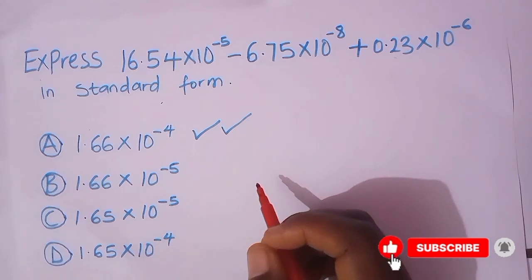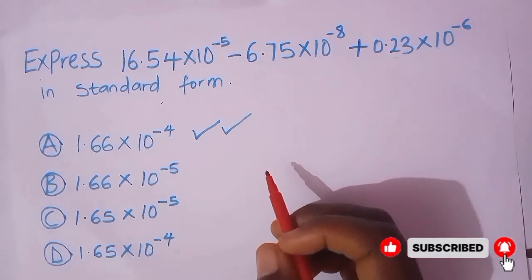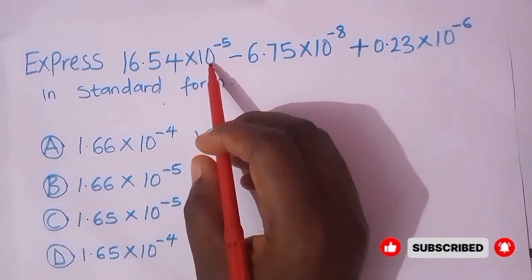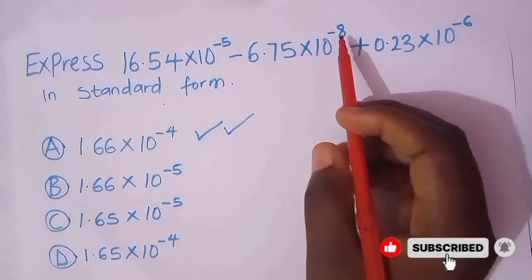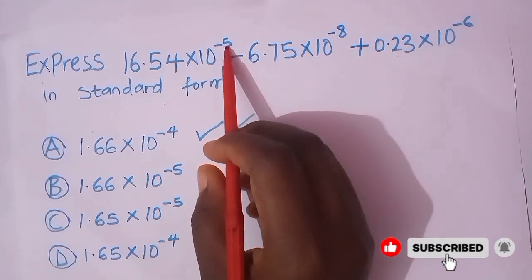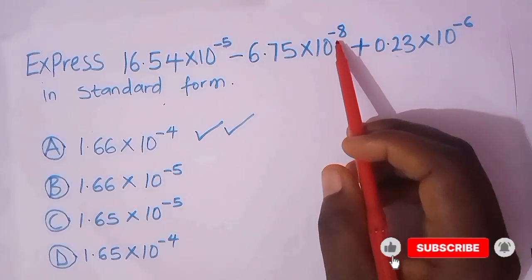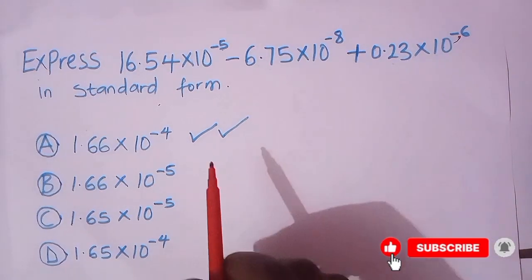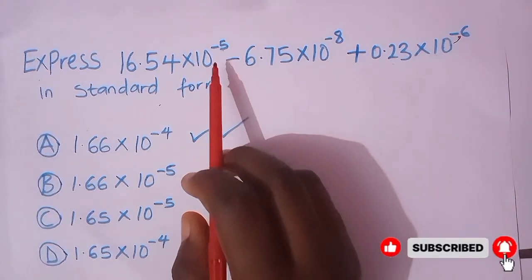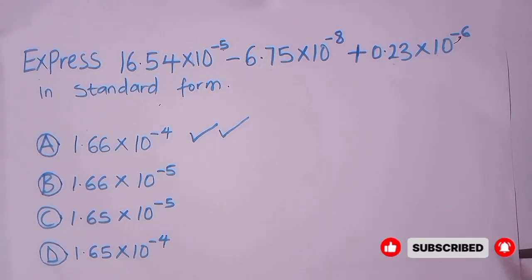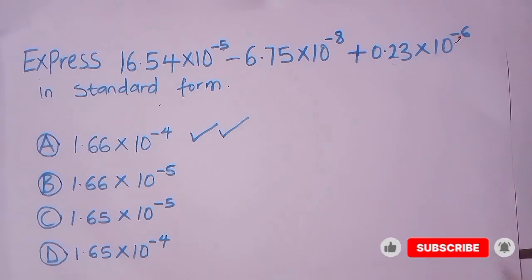Before we start solving questions like this, before you add or subtract numbers in standard form, the powers of 10 must be the same. If you can see, this one is raised to power minus 5, this one is raised to power minus 8, and the last one is raised to power minus 6. So first, we are to make the powers of 10 the same. That is the rule. If you forget this, you will get the answer wrong. So let's dive in and solve it together.